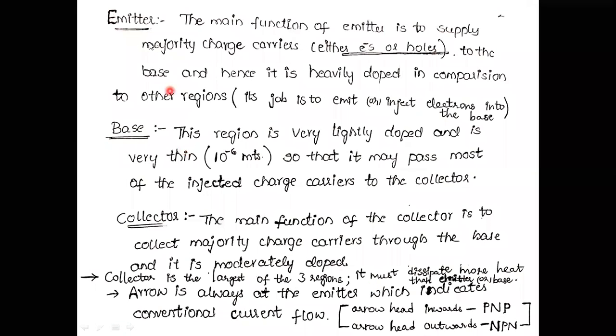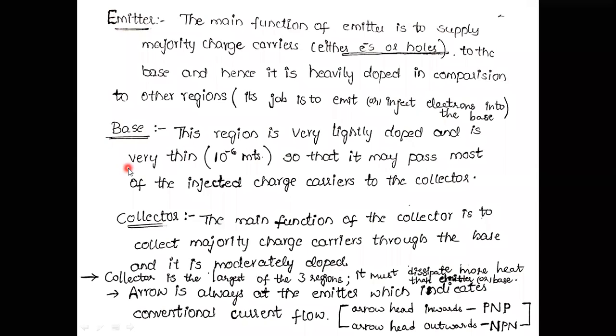The basic function of the emitter is that it emits majority charge carriers. With respect to the semiconductor material we use, if I am using p type, the majority charge carriers will be holes. If I am using n type, then the majority charge carriers are electrons. The emitter injects electrons, the majority charge carriers, into the base.